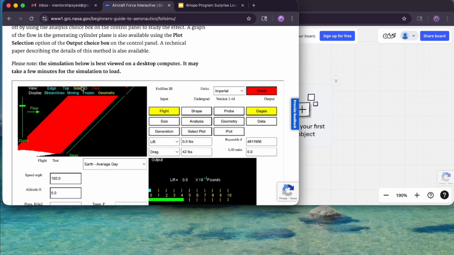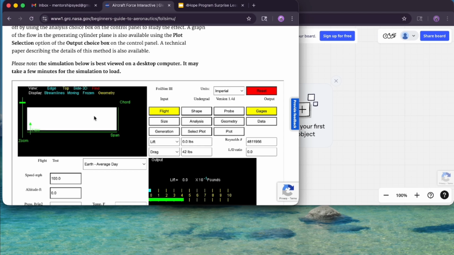You can see this from a side 3D view, and you can also see the option of how the airfoil is positioned there. So you can see there's a span, chord, and there's a flow being represented here. This is a graph of the chord and span relationship. Nothing is really shown in here right now because it's not moving.